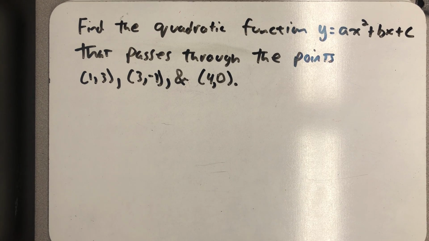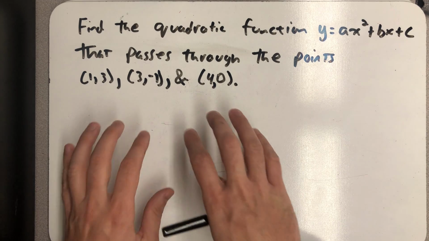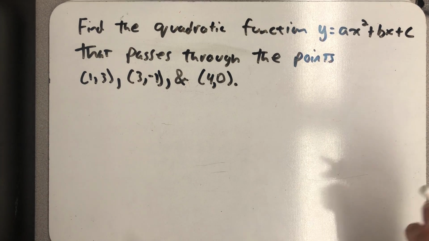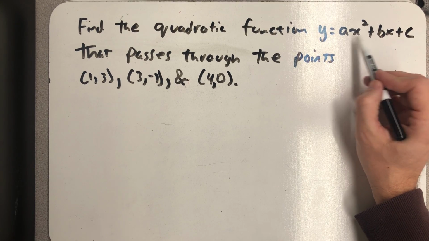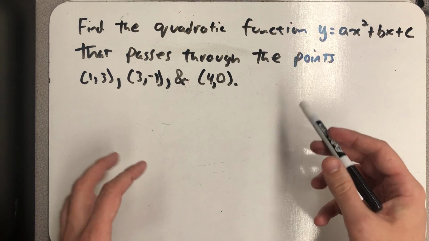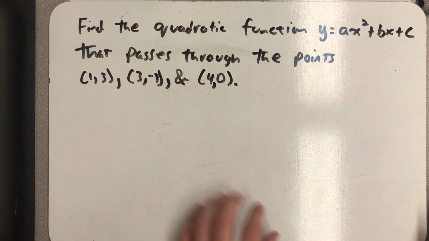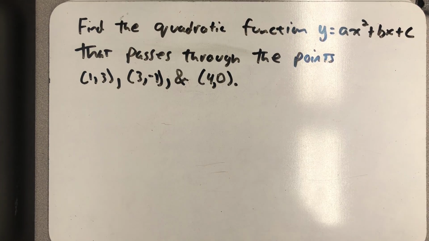One application of solving systems of equations is that we can now find equations of quadratic functions, functions in the form y equals ax squared plus bx plus c, if we know 3 points that lie on those functions. The idea here is I need to find a, b, and c so that that quadratic function passes through these points. I need 3 points because I have 1, 2, 3, a, b, and c to find.